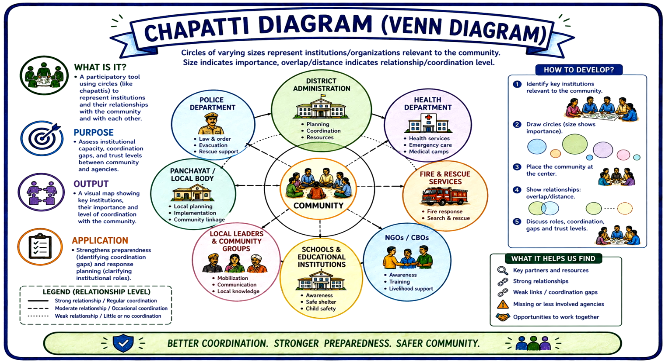The information strengthens disaster preparedness by improving collaboration among agencies and enhances response planning by clarifying roles, responsibilities, communication channels, and resource sharing mechanisms during emergencies.